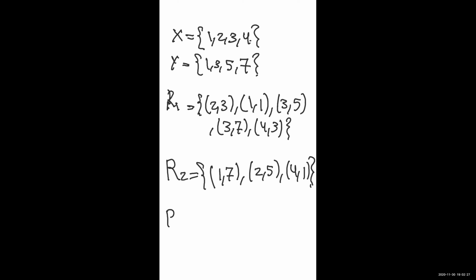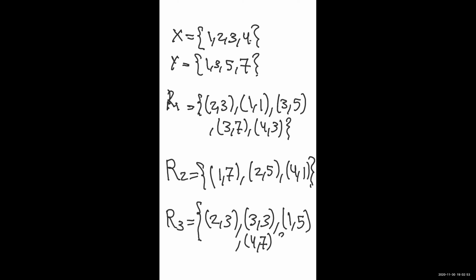Then one more relation, relation 3. All these relations are given, and we have to check if these relations are functions or not. Relation 3 is (2,3), (3,3), (1,5), and finally (4,7). Now check whether these relations are functions or not.